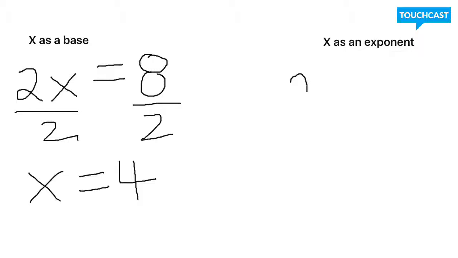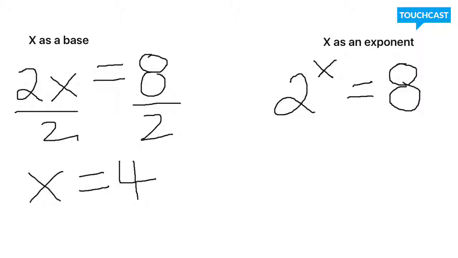X as an exponent looks like this. 2 to the x equals 8. And so that asks the question, 2 to what power is 8? And so x is no longer a base level sort of PEMDAS operation in terms of like multiplication, division, addition, subtraction, but now it's actually in the exponent we're solving. So we don't have any sort of operation to get x by itself at this point. And so we introduce logarithms.